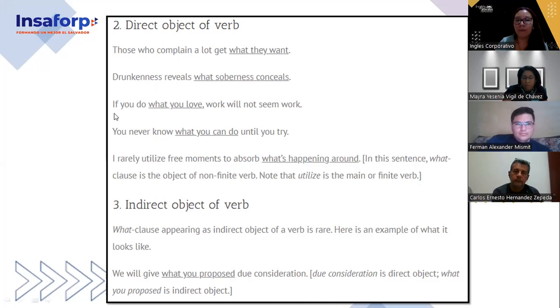Number three. Si haces lo que amas, el trabajo no va a parecer trabajo. ¿Ok? Vuelvo y repito. If you sería, you sería el sujeto. ¿Ok? Esta es una condicional. Empieza con if, con el condicional. Pero el sujeto está acá. Si usted, verbo y objeto de la oración, si usted hace lo que ama, el trabajo no va a parecer trabajo.